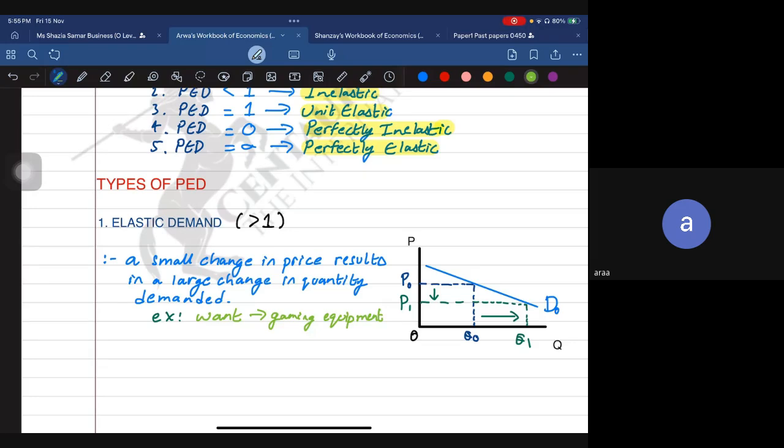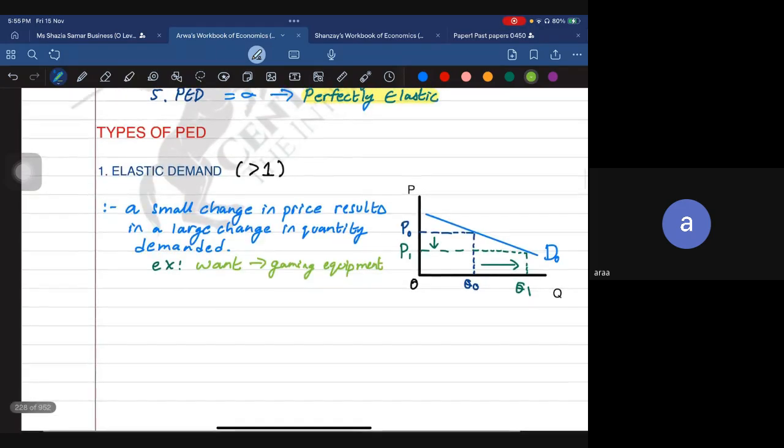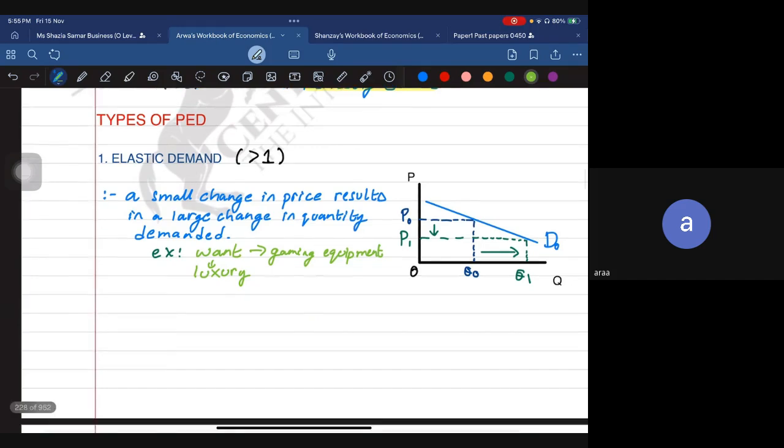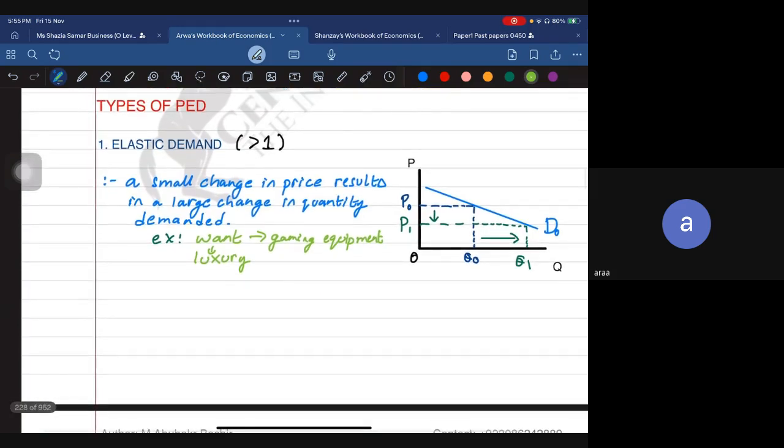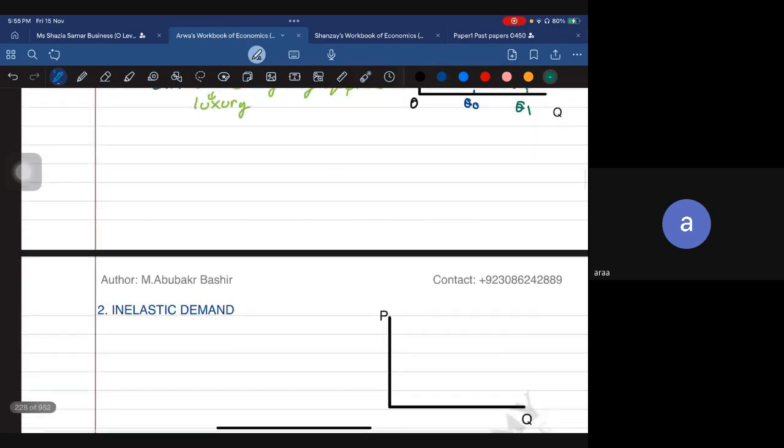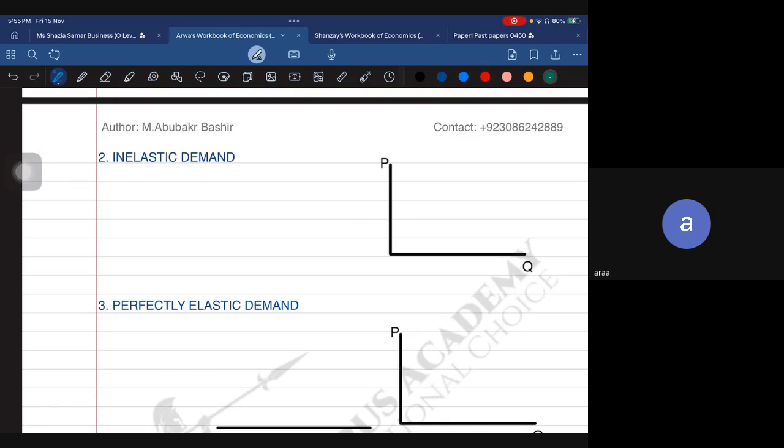This is correct. Yes, sir. It's more of a, we can also use the word luxury here. Right. Yes, sir. When done, let me know. I have to move to the next page. Okay, I'm done, sir. Okay, great. Let's just move on to the next one.